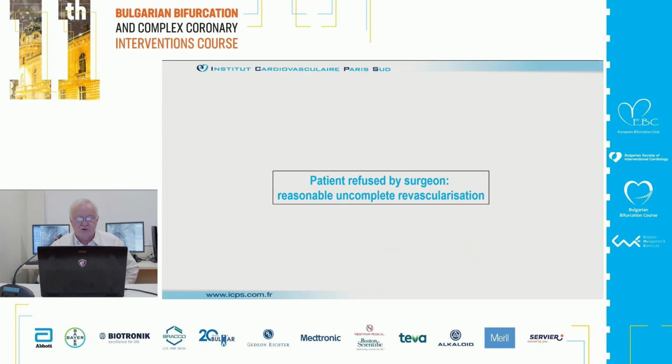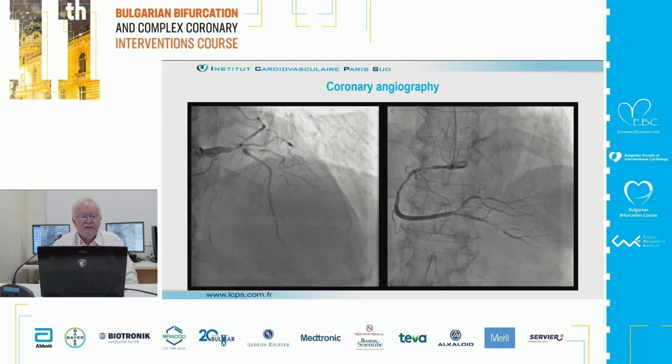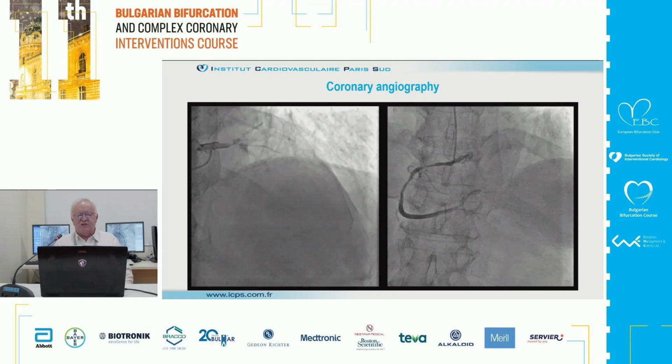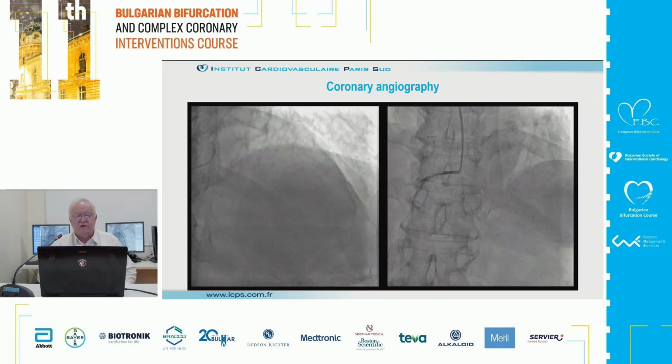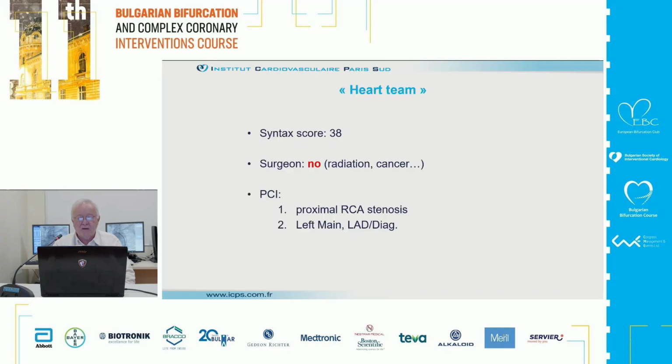Patient refused by surgeon. So in this situation, sometimes you have no other solution than to do a reasonable and complete revascularization. So this is the case. This lady had a cancer, had radiation, and she was strictly refused by the surgeon. So score 38, surgeon refused absolutely, so we decided to do a PCI of the proximal RCA stenosis and PCI of left main and diagonal.